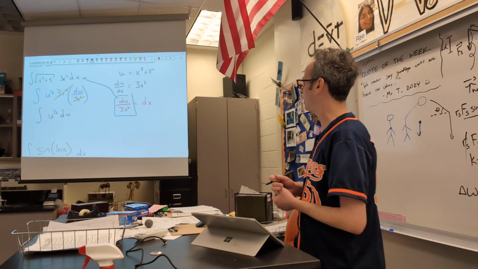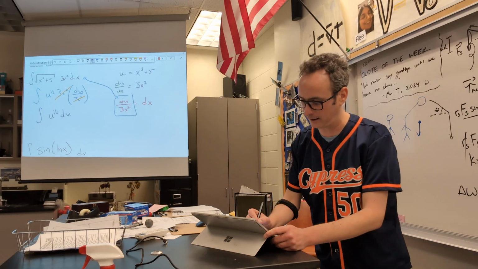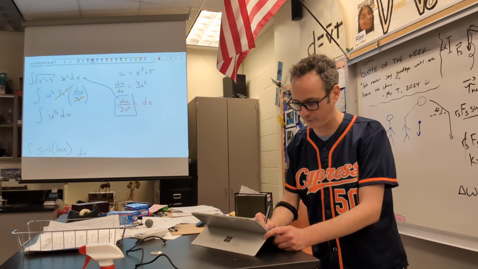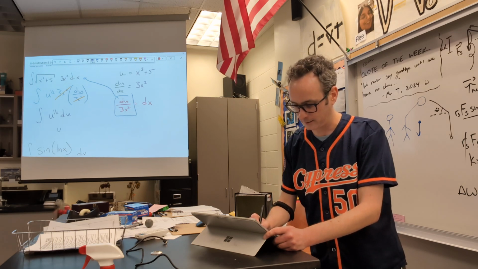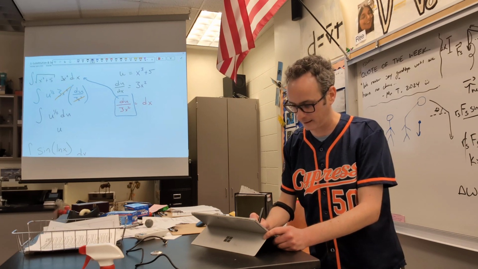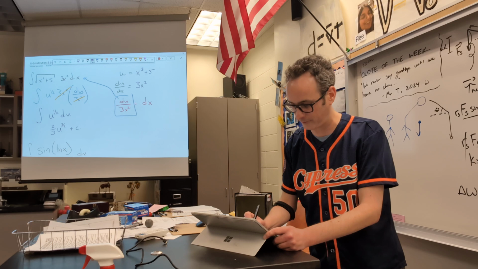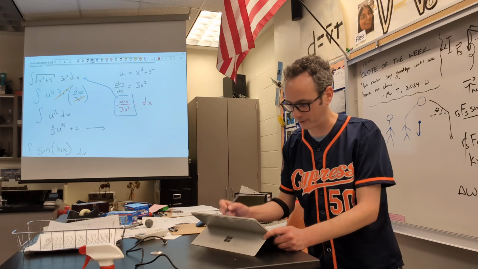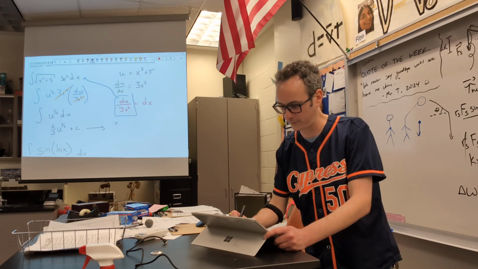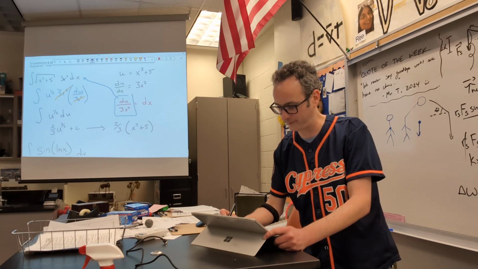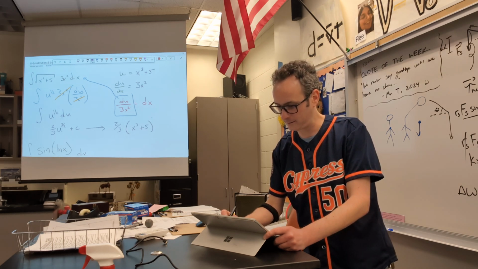I just add 1 to the power. So 1/2 plus 2/2 is 3/2, but then I multiply by the reciprocal. And then I add a plus c, and that's my answer, except I want to put the u back in. So it's going to be 2/3 times (x cubed plus 5) to the 3/2 power, plus c.